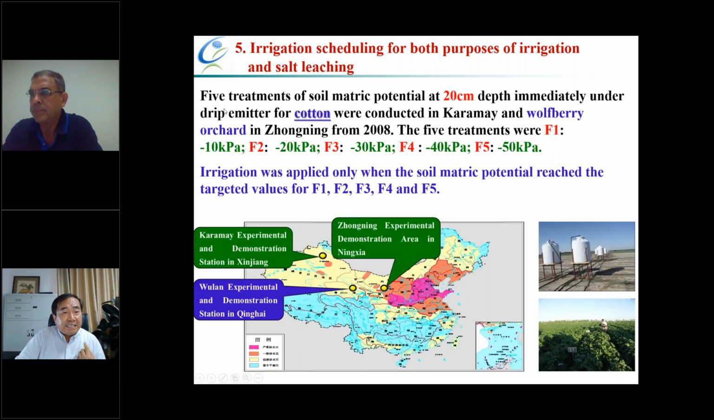Then we set five treatments with the soil matric potential at 20 centimeter depth immediately at the drip emitter for cotton, conducted in Kalamai City, and for the Wolfberry orchard in Zhongning county, from 2008. The five treatments were designed as F1 is minus 10 kPa, F2 minus 20 kPa, F3 minus 30 kPa, F4 minus 40 kPa, and F5 minus 50 kPa. Irrigation was applied only when the soil matric potential reached the targeted value for each treatment.